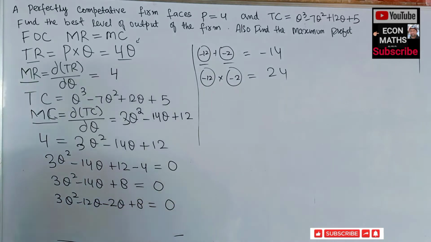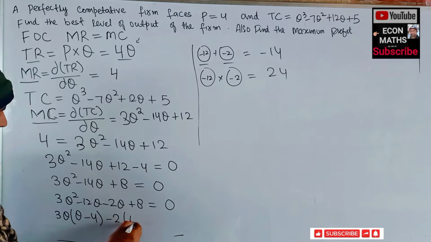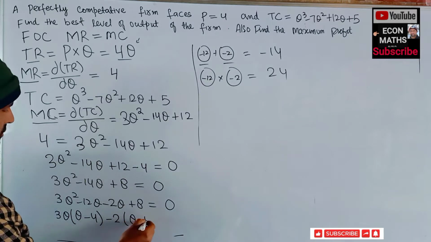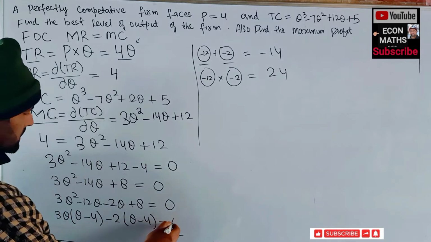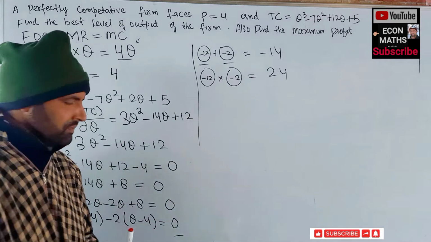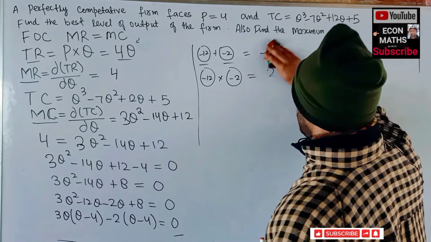Now factoring this out, factoring the first two terms and then the next two, here 3 and q will be factored out. 3q, here we get q minus 4. Similarly, here we will take minus 2 common, so we will get here q minus 4. It should be equal to 0. Okay, I will rub this out.